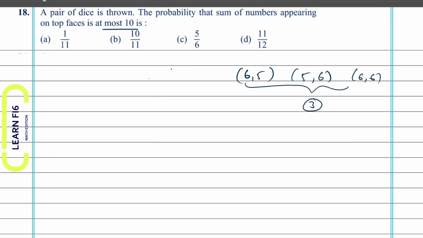Whenever we throw two dice, the total outcomes are 36. Out of these 36, three outcomes are greater than 10, which means the balance 33 outcomes are less than or equal to 10. So this is our required number of outcomes, and the total outcomes is 36. You can divide them by 3, you will get 11 by 12. That's the required answer.